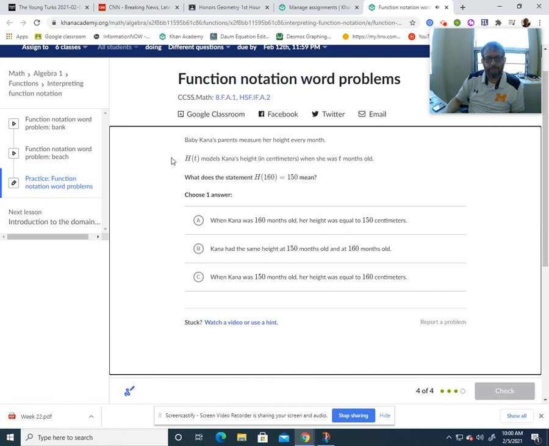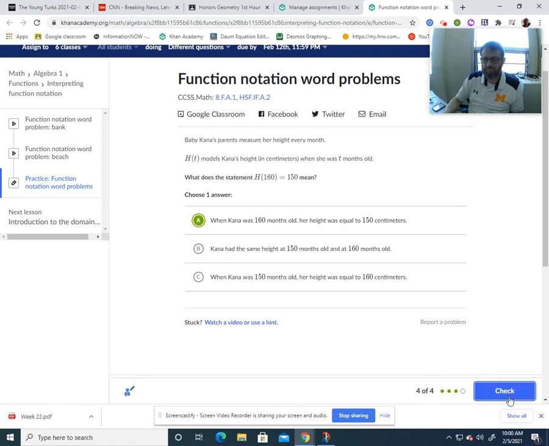Last one. Baby Kana's parents measured her height every month. H of T models Kana's height in centimeters when she is T months old. So T is her age, and H of T is her height in centimeters. So this says H of 160 is 150. So when she's 160 months old, she's 150 centimeters tall. When she's 160 months old, she's 160 centimeters tall.